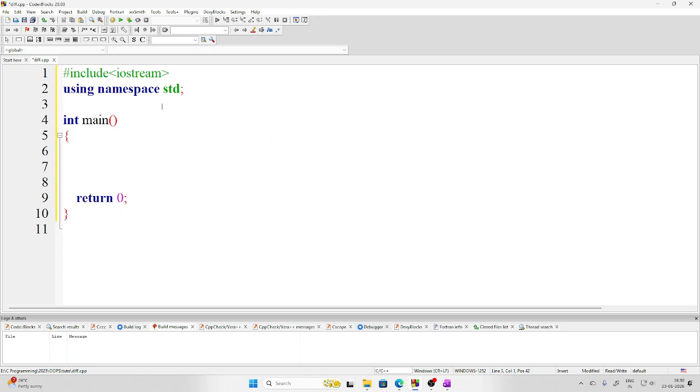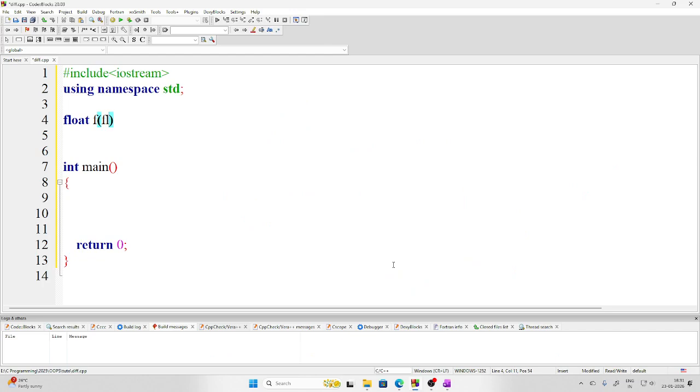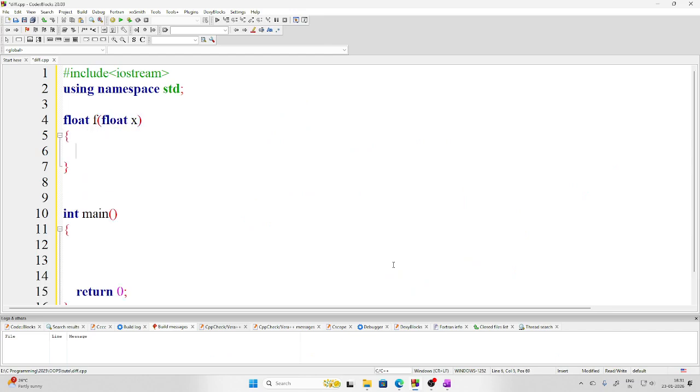Now first thing first, we will be writing the function. As the majority of the cases are only of floating point, we will be using float. So let us say f is the function. If you look at this closely, f is the name of the function and it is taking the argument x. This can be integer, this can be float, but for generality we will be taking float values. One point of caution: if you want more accuracy, then you can take it as double.